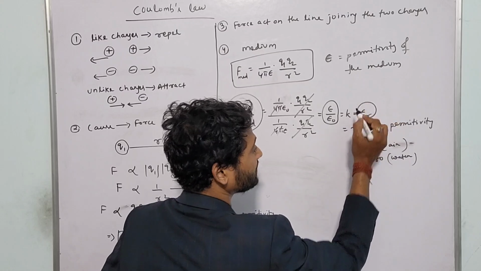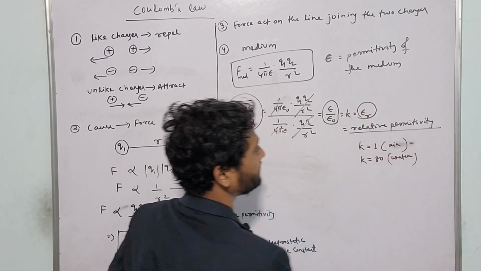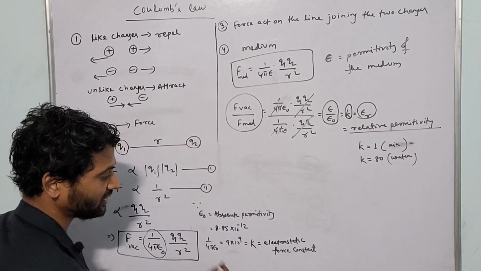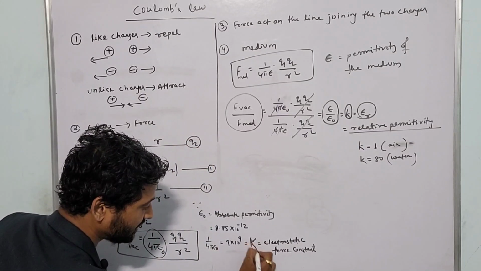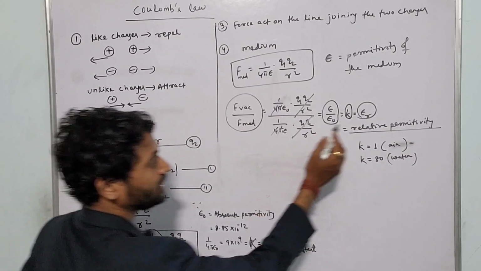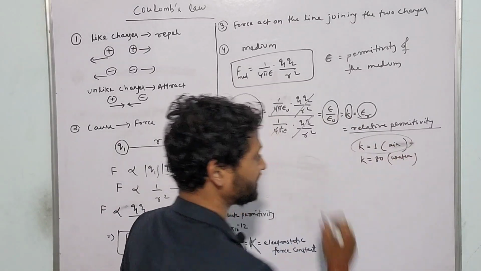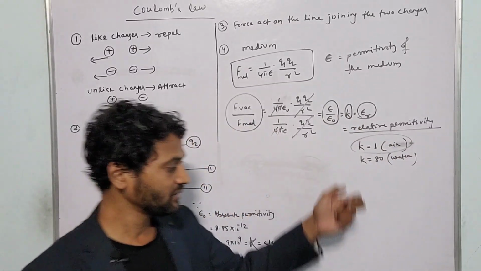That is called epsilon r, or you can say relative permittivity. Sometimes we can represent it with small k. Electrostatic force constant was capital K, but relative permittivity is small k. So the value of relative permittivity in case of air is 1, in case of water is 80.